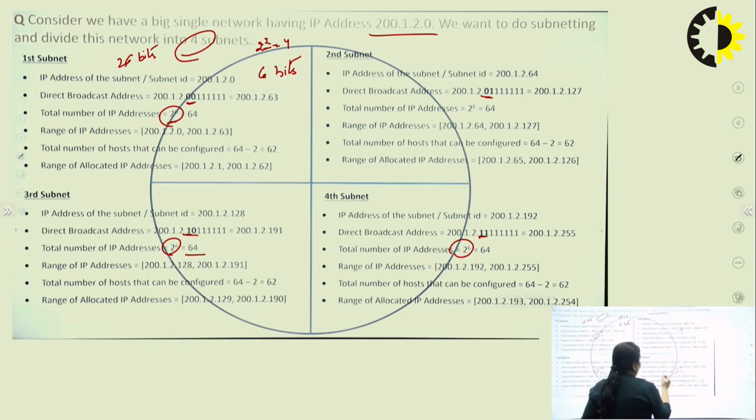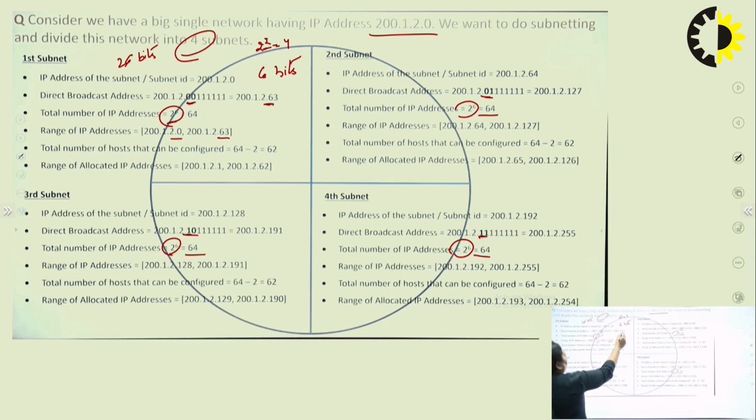So an equal number of IP addresses will be distributed to each of the subnets. Now the range of IP addresses would be from 0 to 63, because 0 is the network ID and the last one, 63, is your broadcast address. Again the number of hosts is 64 minus 2, because 2 are reserved, the first and the last one. So now how many hosts can be configured is 62. The range of allocated IP addresses is 1 to 62.